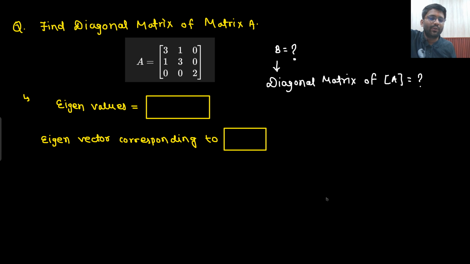So pause the video and do it on your own. Find out the eigenvalues of A. Okay, pause the video and do it on your own. What did you find out? These are the eigenvalues. Eigenvalues came out to be 2, 2, 4.